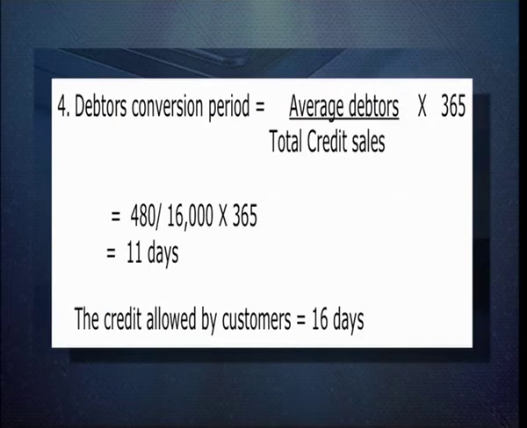The fourth one is debtors conversion period, which is equal to average debtors divided by total credit sales multiplied by 365, which is equal to 480 divided by 16,000 multiplied by 365, which is equal to 11 days. Thus, the total credit allowed by suppliers is equal to 16 days.